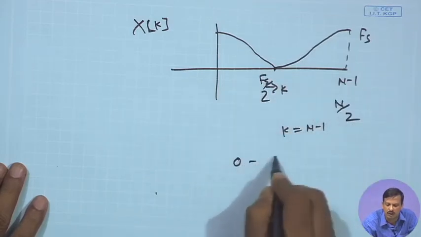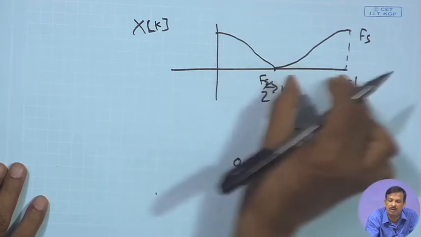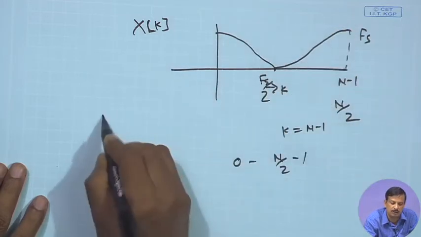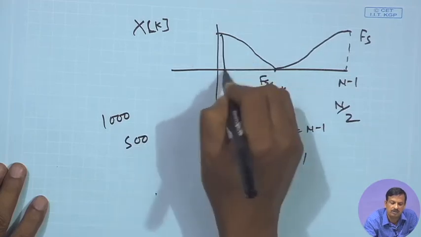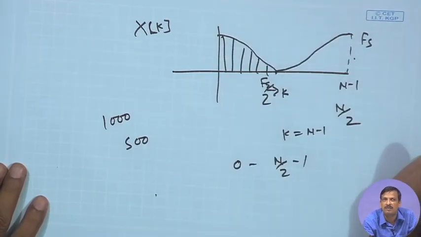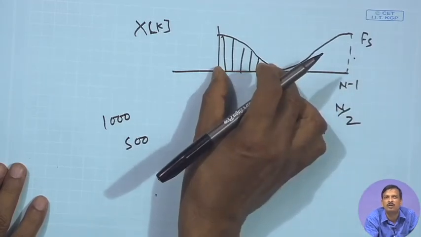So, 0 to N by 2 minus 1 gives the same information for a baseband signal. After analyzing the frequency, if I use a 1000 point DFT, 500 points are enough, because the property will be repeated in mirror fashion, symmetric in nature. So, I can take only this part to find the frequency response of the signal.